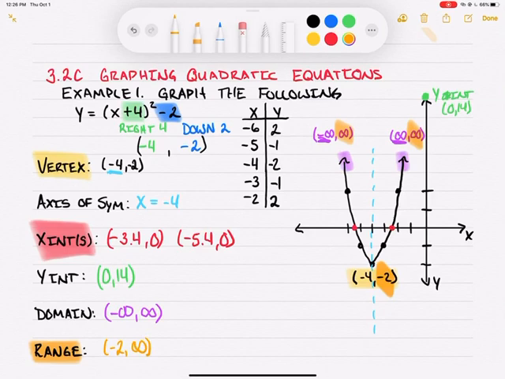All right, we have graphed, labeled, and found all of the pieces for our quadratic equation.